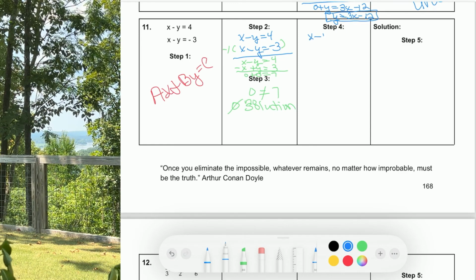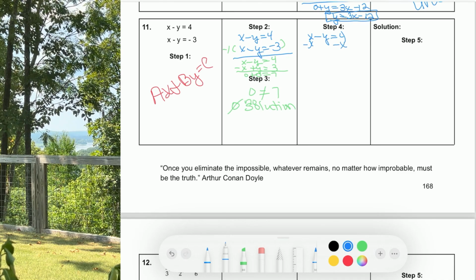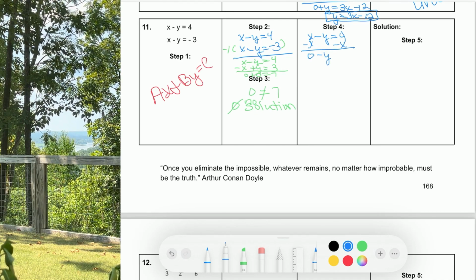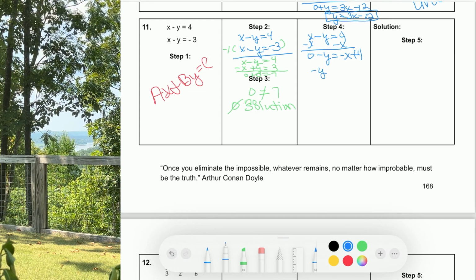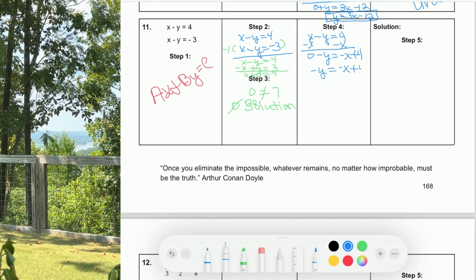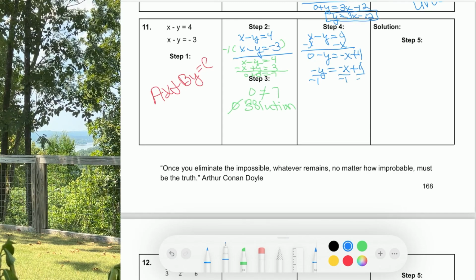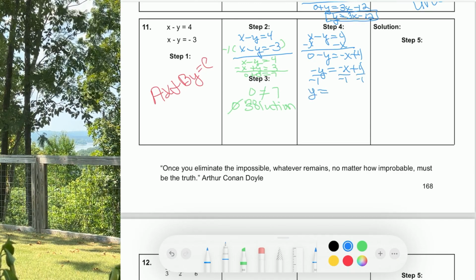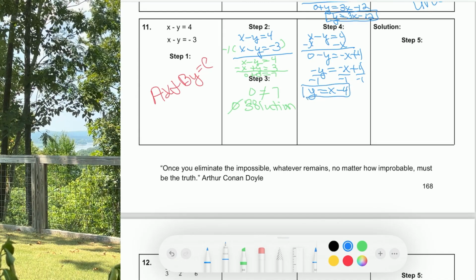So x minus y equals 4. I'm going to subtract x from both sides. I get 0 minus y equals negative x plus 4. And that becomes this right here. But I need to divide everything by negative 1 so that y is positive. So y equals x minus 4. Looks like it's the equation for this one.